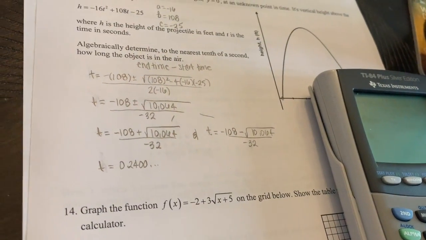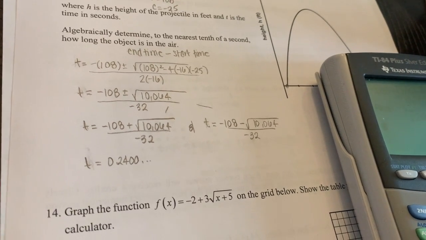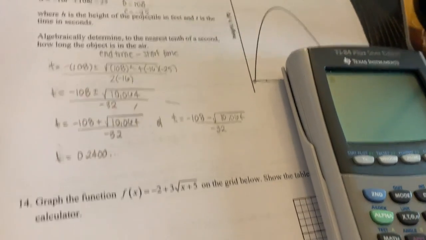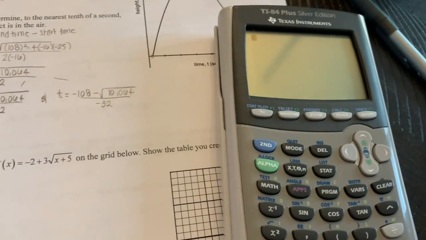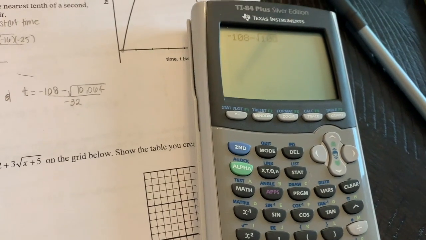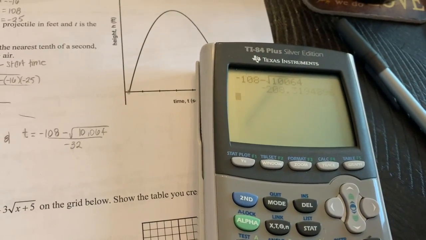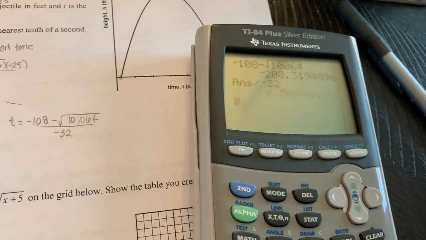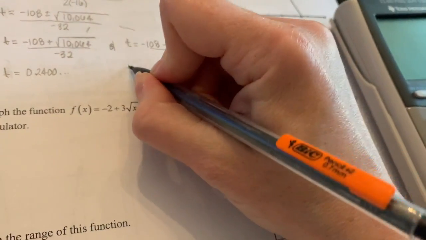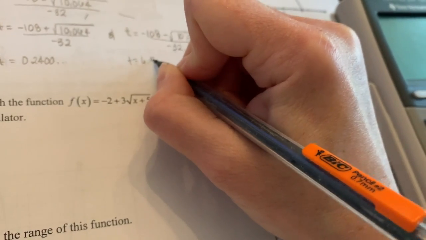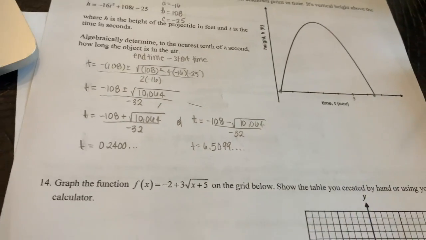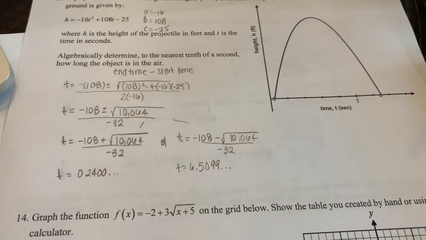So what I'm going to do is leave it like this just for now, and then when I subtract, I will get a closer answer. Okay, and now this second one here, negative 108 minus the square root of 10,064, and now I'm going to divide by negative 32, and this time I get 6.5099.